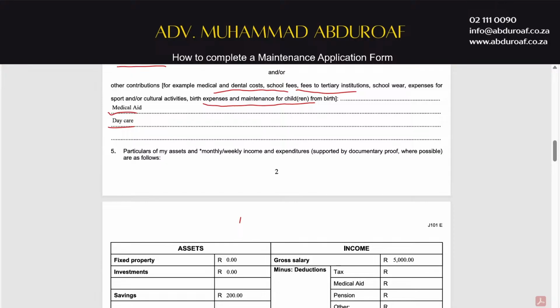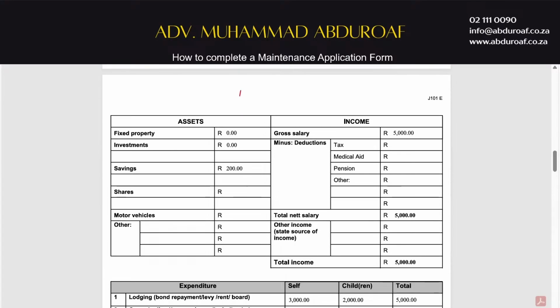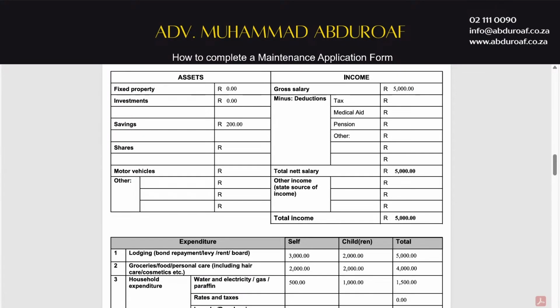Claim backwardly. It's not arrears because there's no order specifically ordering the party to pay maintenance. It's obviously something that you have to look at and discuss with the maintenance officer. And number 5, particulars of my assets, monthly income, or expenses, supported by documentary proof where possible. Okay. This is a challenging part to complete because, number one, I would say this form is a bit outdated. And secondly, people seem to incorrectly complete it for various reasons.